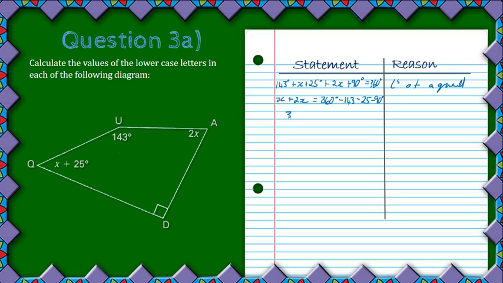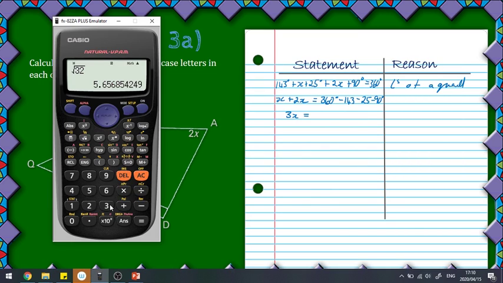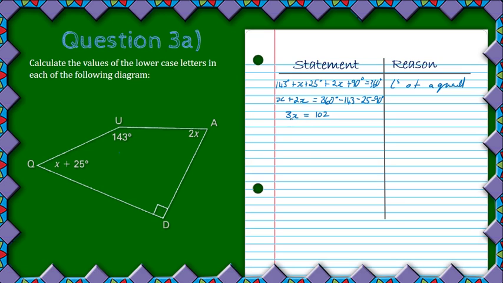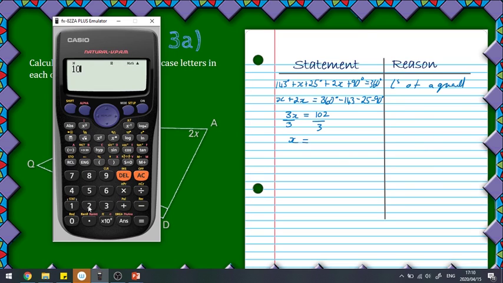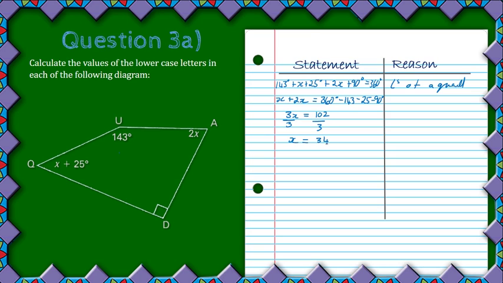So this is going to be 3x is equal to 360 minus 143 minus 25 minus 90 gives us 102. Now dividing both sides by 3, we have x equals to 34. And that should be 34 degrees.